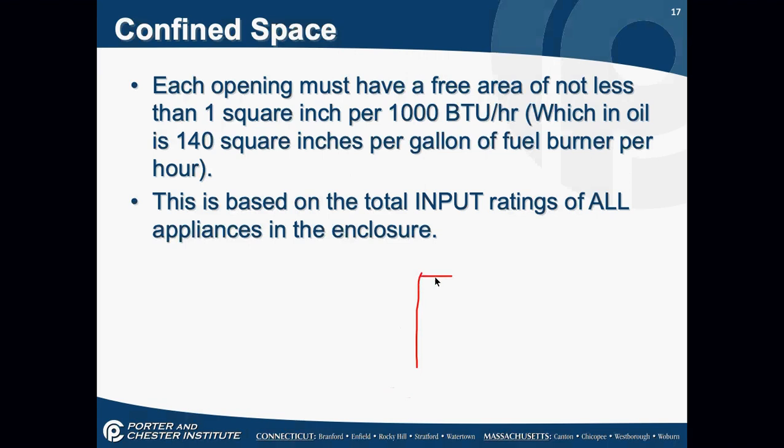In other words, again, we have a finished room looking down from the top. I have my oil burner, might be a furnace, and I have a hot water heater. You have to add these together, so they could be running at the same time, and then divide by 1,000, and that tells me how many square inches of opening in each high and low combustion air vent that I have to have. Can't be one or the other. Has to be a total of both.